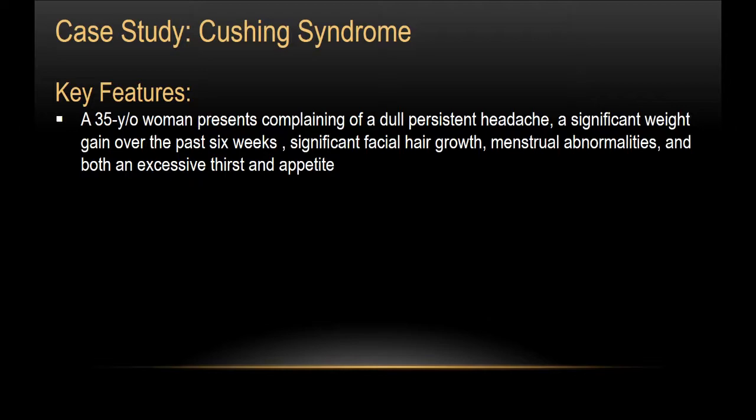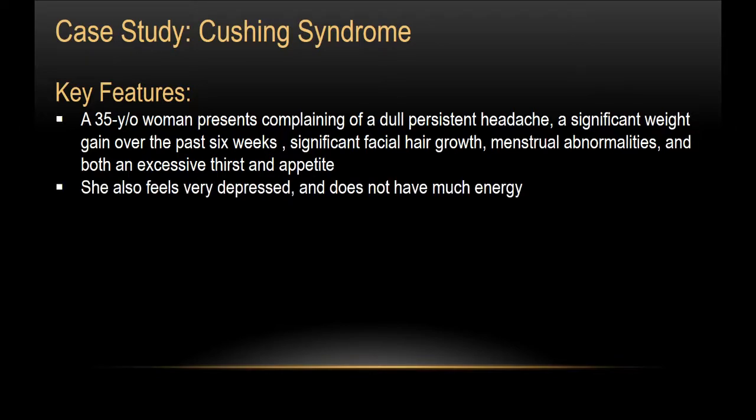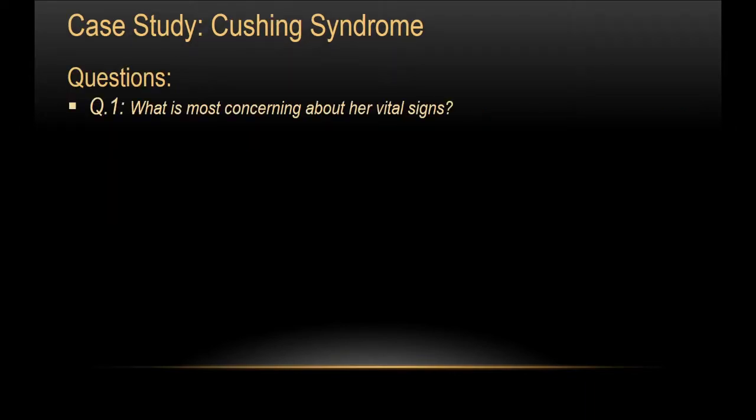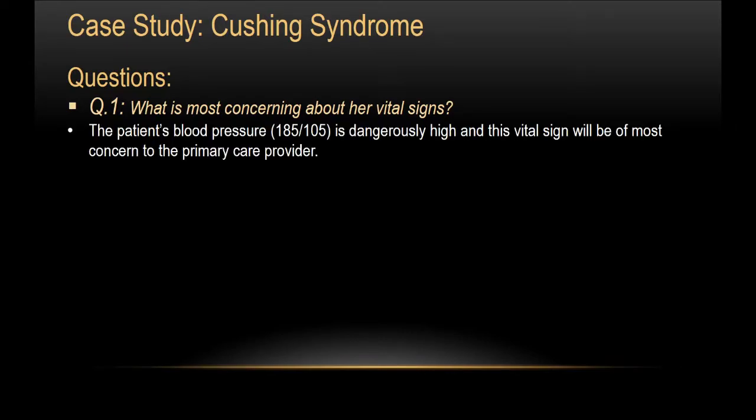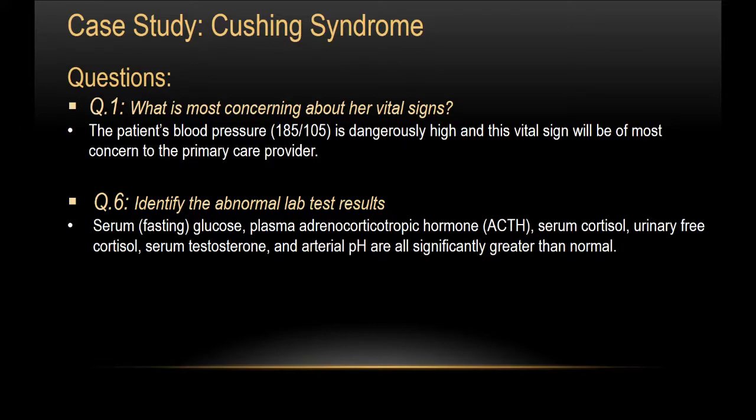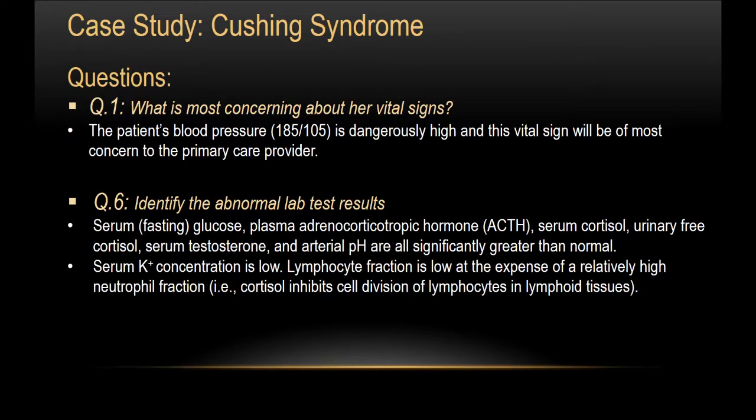That's dangerously high. Identify the abnormal lab test results in this case. Well, we have elevated fasting glucose level. We have elevated ACTH. We have elevated serum cortisol, urinary free cortisol. We have serum testosterone elevated. Arterial pH are all significantly higher than normal, abnormally high. Serum potassium is low. Lymphocyte fraction is low at the expense of the relatively high neutrophil fraction. Cortisol inhibits cell division of lymphocytes in lymphoid tissues.